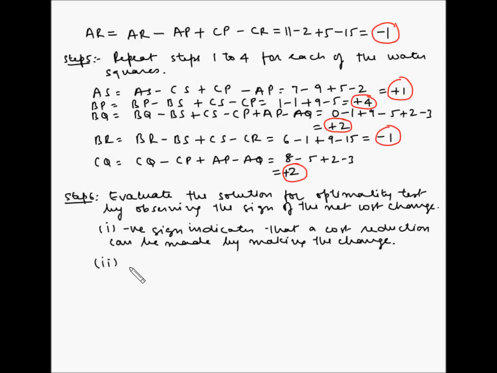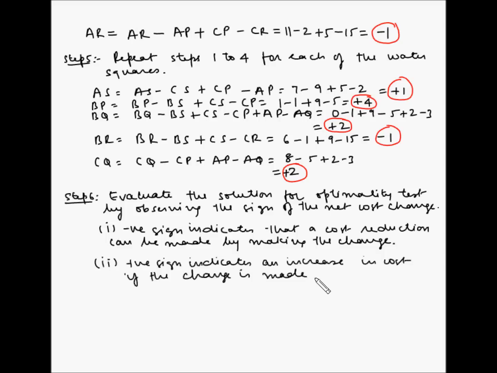So as per the second condition, a positive sign indicates an increase in cost if the change is made. So the positive sign indicates an increase in cost if the change is made. And of course, the change is made means if we allocate to that water square, the cost will increase.